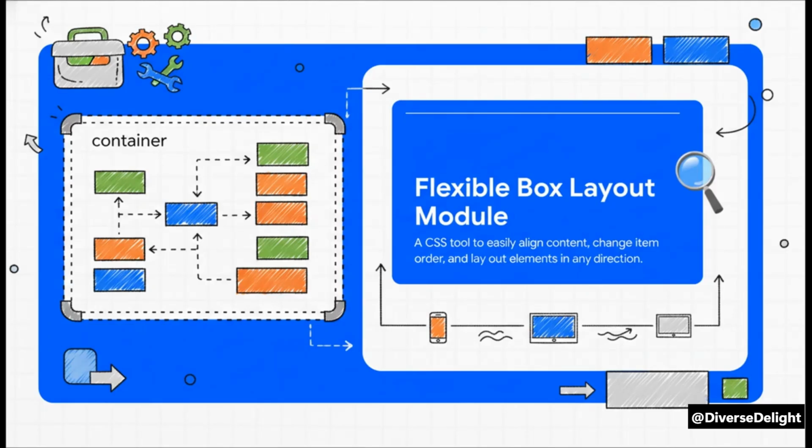So what exactly is Flexbox? The best way to think about it is like the ultimate toolkit for arranging things in a container. It gives you this precise, reliable control to line things up, space them out evenly, and even change their order. And it doesn't care if you're laying them out horizontally or vertically. It was built from the ground up to create flexible and efficient layouts.